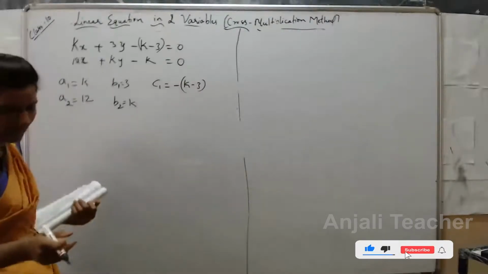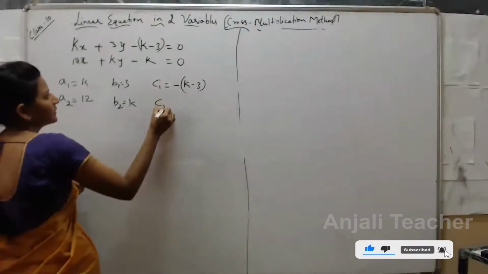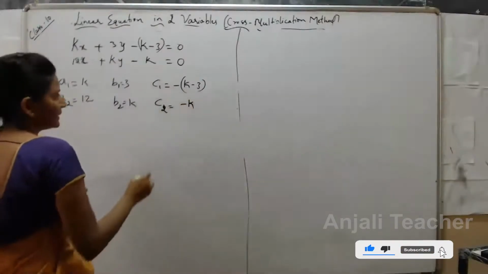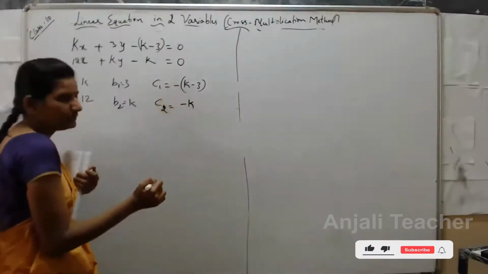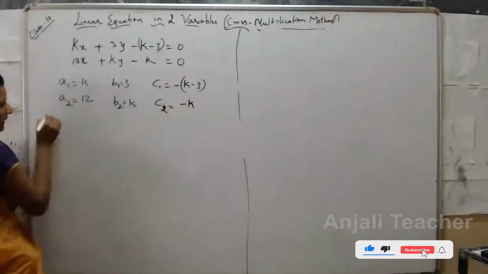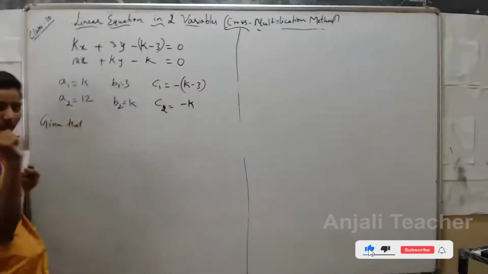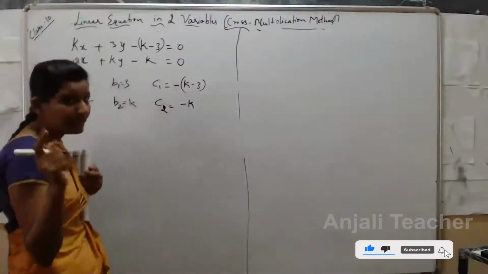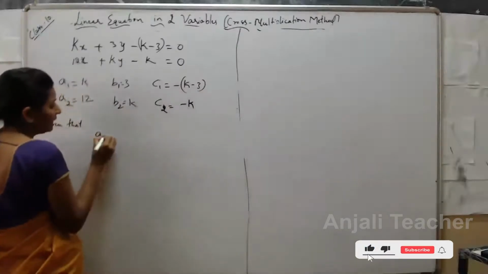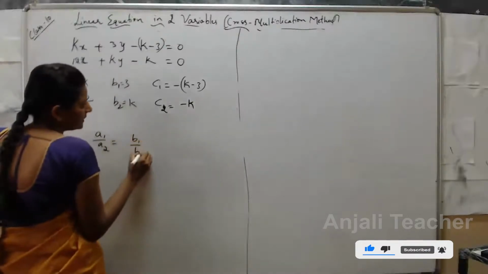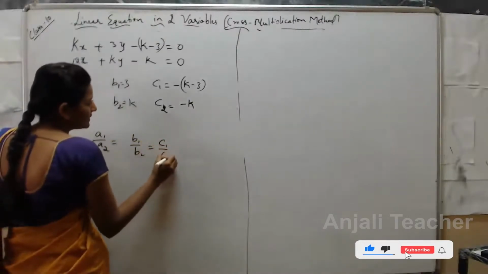No need to write that. C2 is equal to minus k. See here, minus minus get cancelled. Given that it has infinitely many solutions. Infinitely many solutions means A1 by A2 is equal to B1 by B2 is equal to C1 by C2.